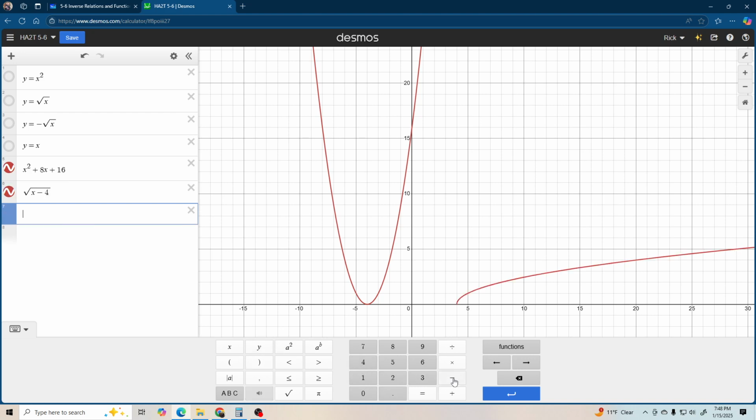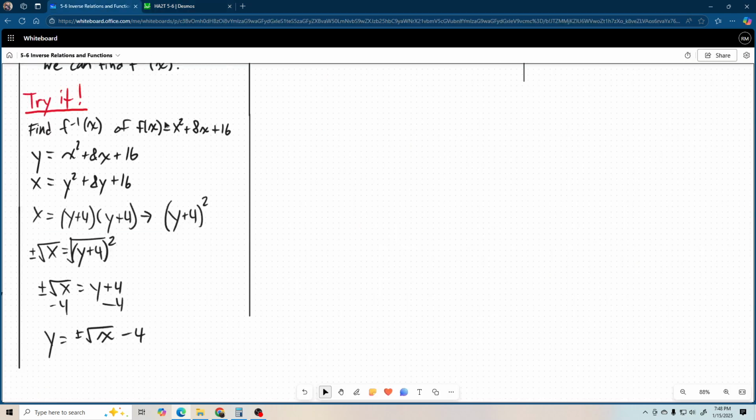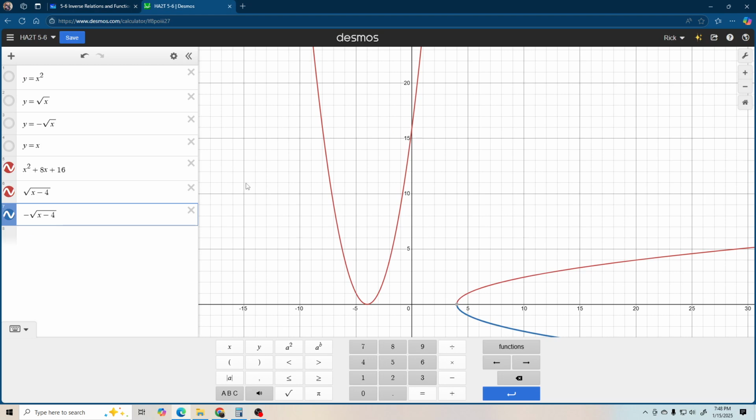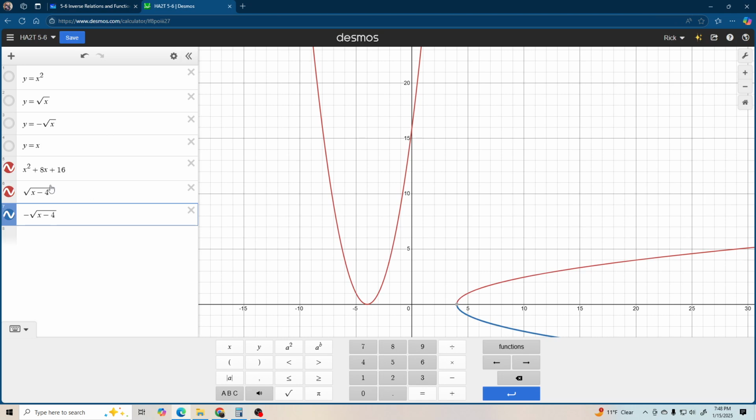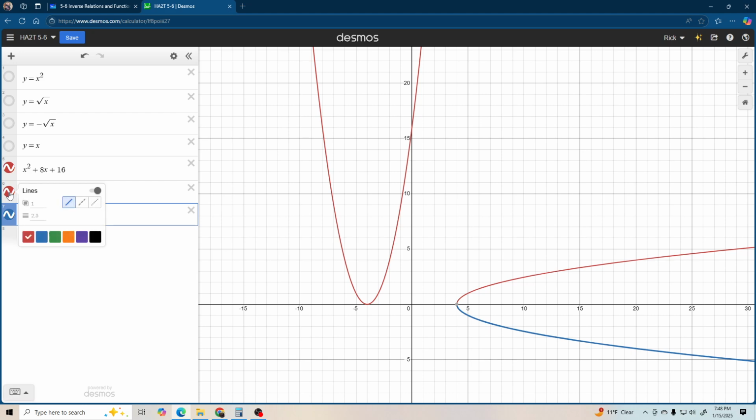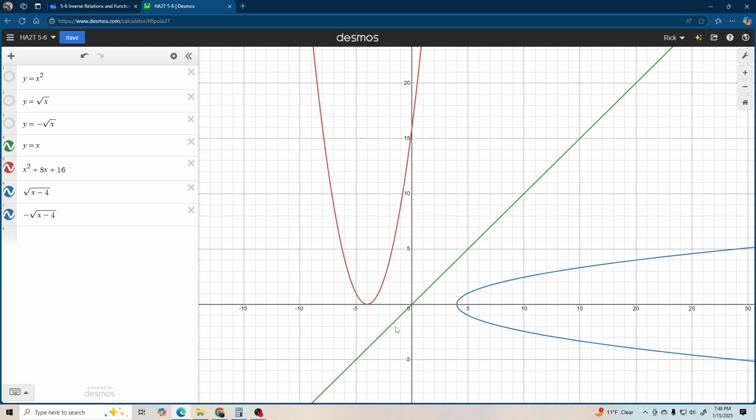And then the other one was the negative square root of x minus 4. Cool. And all right, x squared plus 8x plus 16. Okay, perfect. So now I'm just going to turn this one blue just so we can see it. Now if we have our y equals x, you'll notice that this kind of inverses off of it.